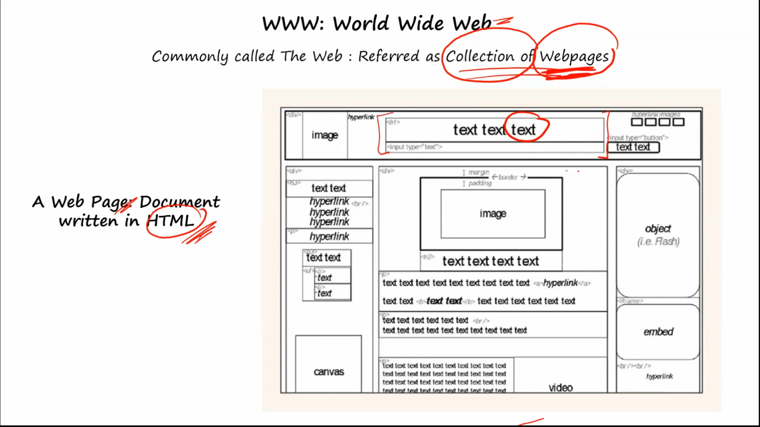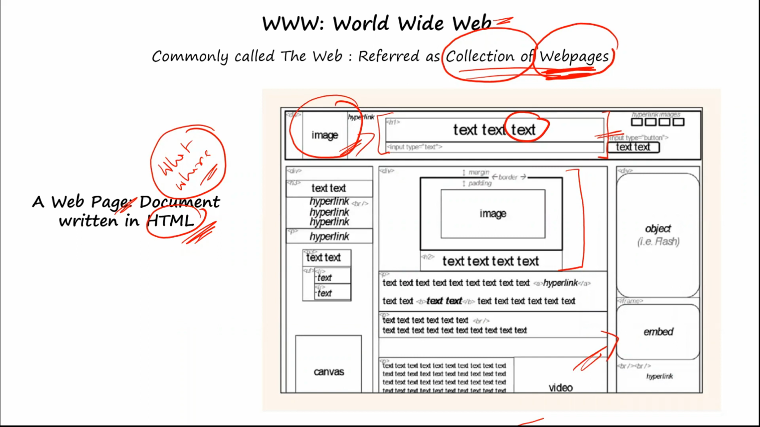I need to keep an image over here. I need to keep text over here. I need to keep a logo over here. I need to keep a video over here and so much more. So it just tells me what to keep and where to keep it. That makes a web page that provides the information to the user. So just keep the definition with you: a web page is a document written in HTML.